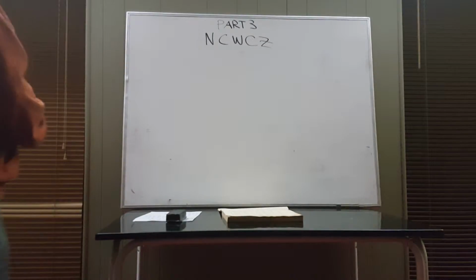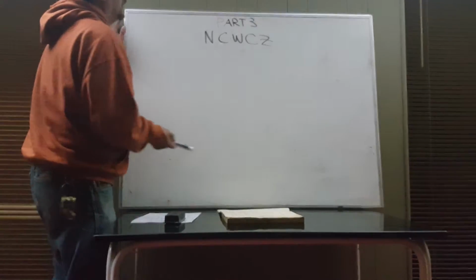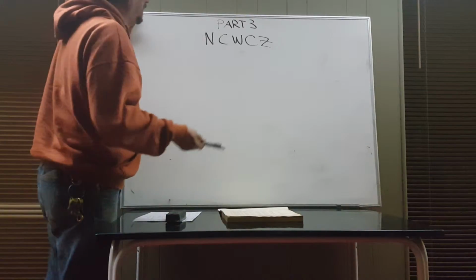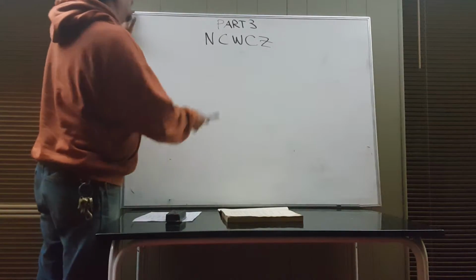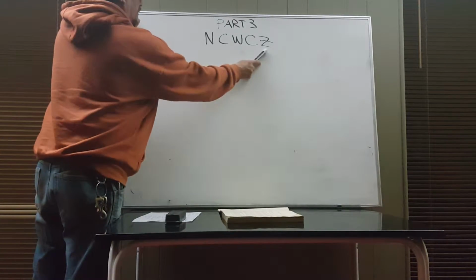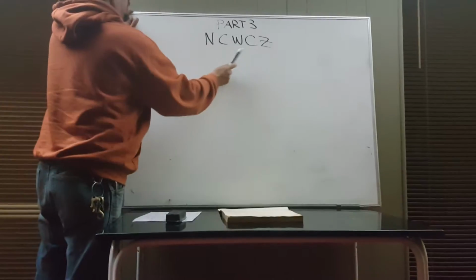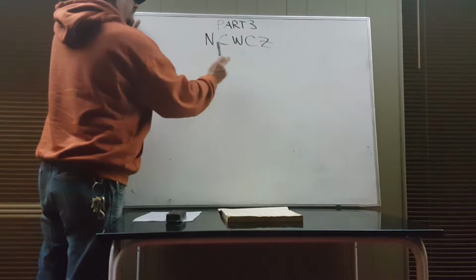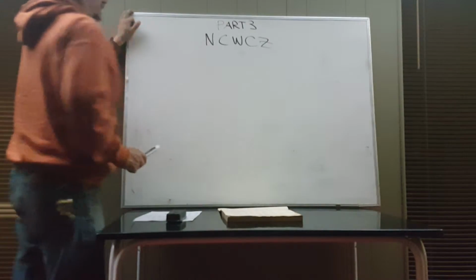Okay, welcome to part 3. In part 2, we discussed the subsets of real numbers, and we discussed that the natural numbers are subsets of the whole numbers, which are subsets of the integers. And the integers are the positive and negative whole numbers.